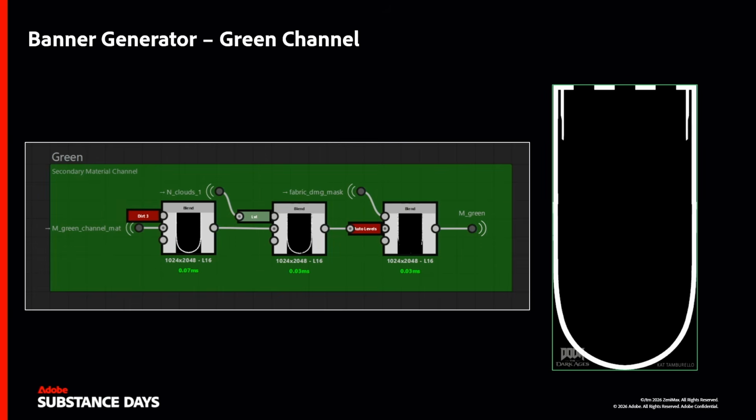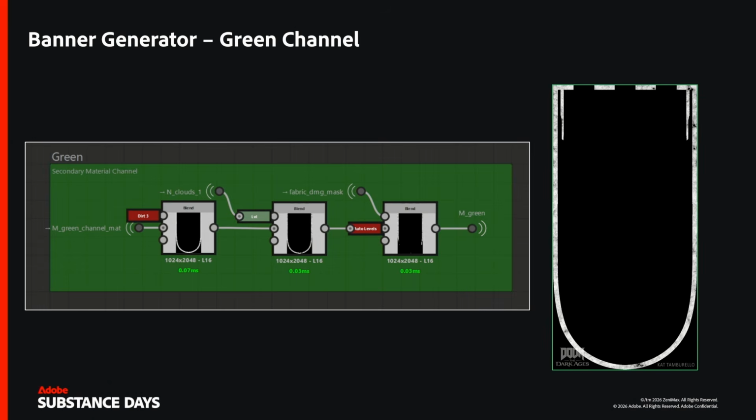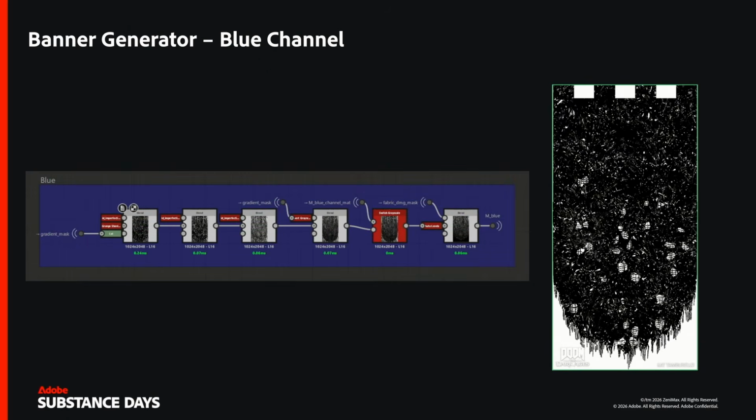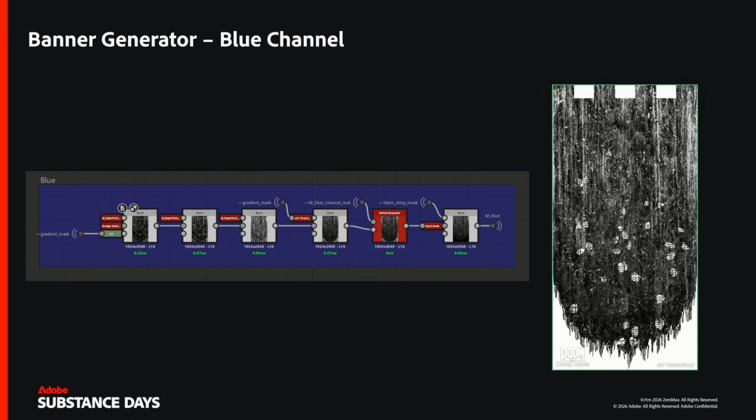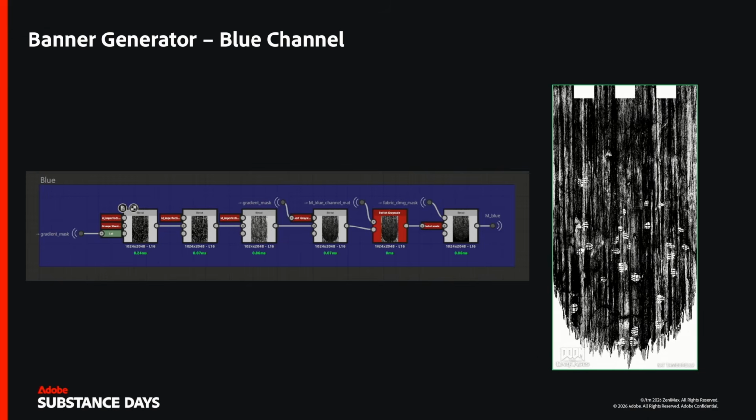Here you can see the green channel mask is multiplied with a dirt noise, clouds, and the fabric damage mask to add some breakup. Our blue channel is just a series of custom grunge maps blended to create a top-down grunge streak pattern for dirt.